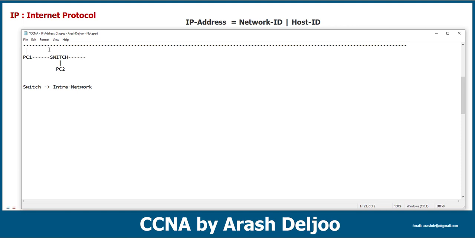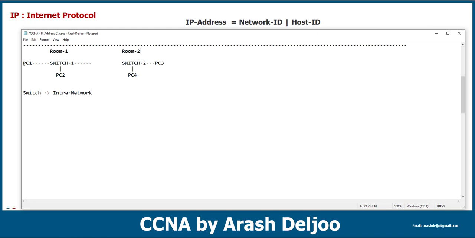Also, we have another room. For example, this is room 1 in our office. Also, we have another room, room 2. In that room also we have a switch, let me call it switch 2. This is switch 1, or switch A or B. Switch 2 is connected to PC3 and also PC4, meaning these two PCs are residing in one room, room 2. With switch 2, these two systems, PC3 and PC4, can communicate with each other.